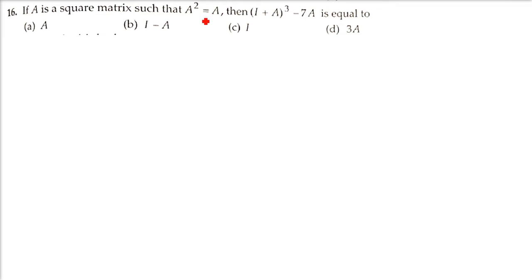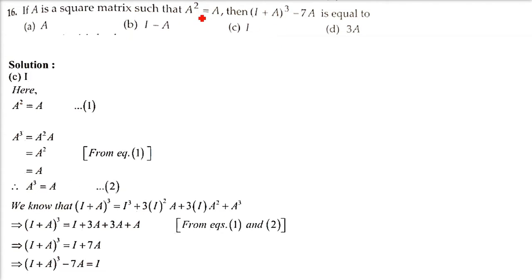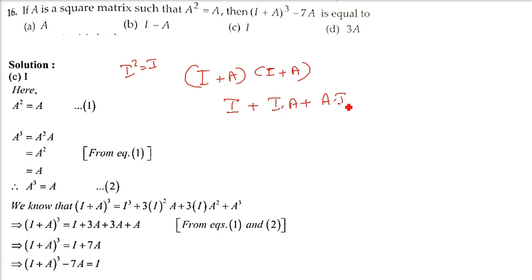If A is a square matrix such that A square equals A, then (I plus A) whole cube minus 7A is equal to what? So we are going to use this A square equal A in the expression (I plus A) whole cube minus 7A. First we will try to find out (I plus A) whole cube. We are not going to apply the (a plus b) whole cube formula. That is not valid for matrices. So we'll first multiply I plus A with I plus A. So I into I is I square, that is I only. Then I into A, then A into I, then A square.